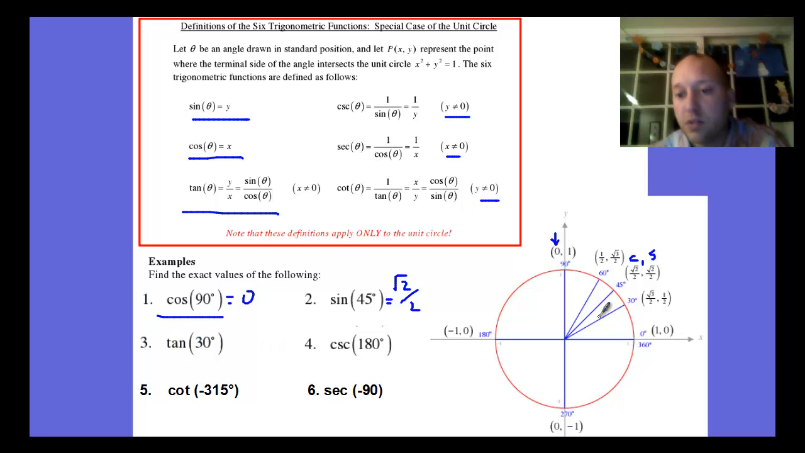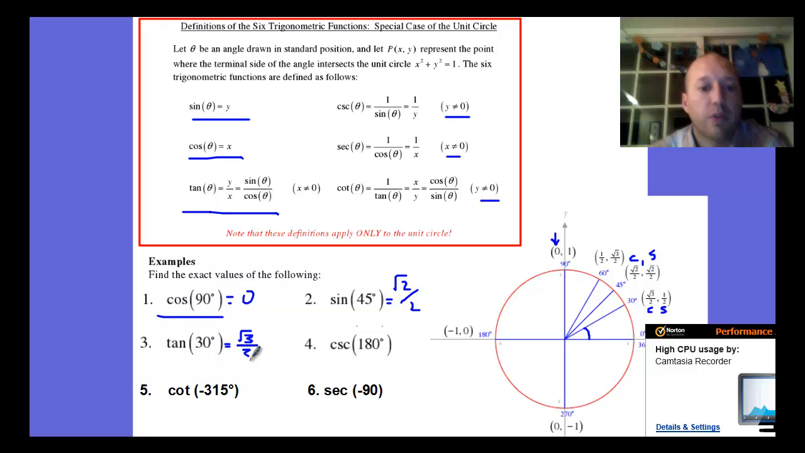Tangent of 30, so tangent of 30 here, it's the one we just did actually. To find that, we have to do the sine over cosine, y over x. And so we already showed that in the previous page. It was square root of 3 over 3.